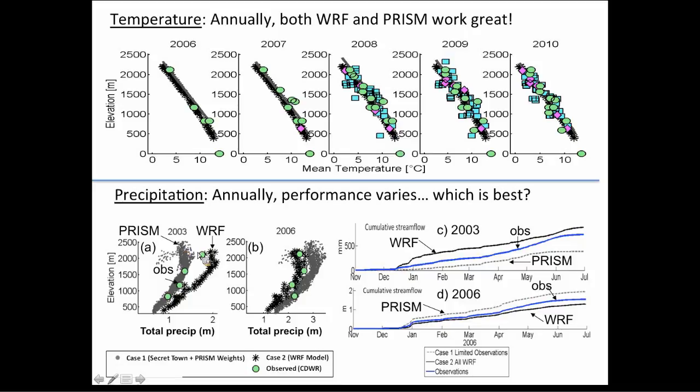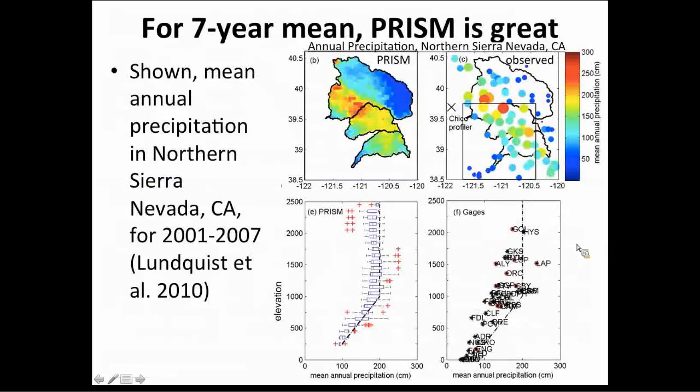And if you look at the stream flow, the observations here are cumulative stream flow, the total amount of water that flowed off of the mountain over a year, and what would be predicted if you were to run a hydrologic model using WRF as forcing versus using PRISM as forcing versus the observed total stream flow. And it's interesting that even though PRISM looked much closer to observations in 2003, the stream flow observations over the total of the year came closer to matching WRF.